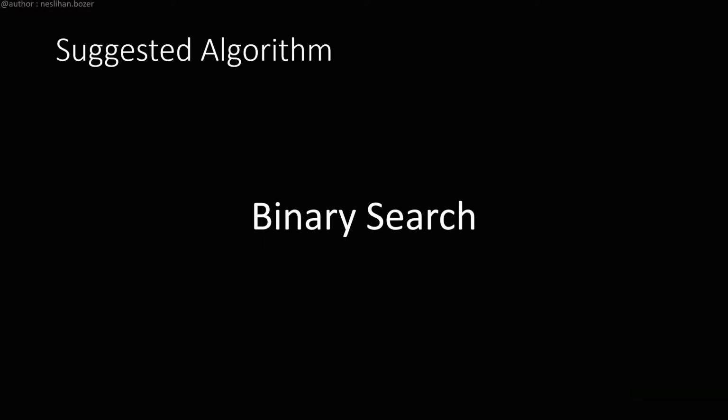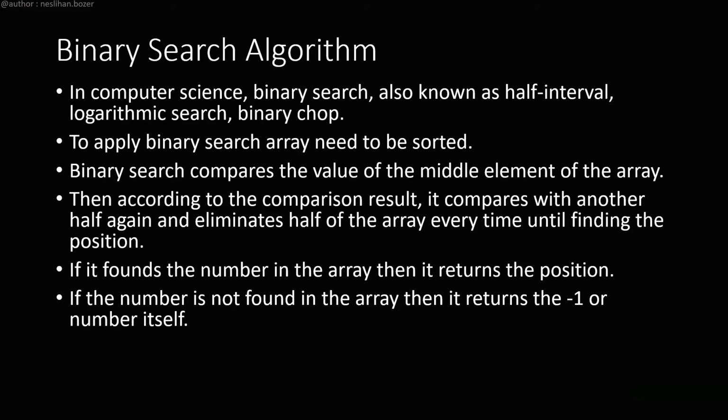Right, welcome back. The suggested algorithm for this problem is binary search. Binary search in computer science is also known as half-interval search, logarithmic search, or binary chop. To apply binary search, the array needs to be sorted. Binary search compares the value of the middle element of the array every time. Then according to the comparison result, it continues with one half and eliminates half of the array every time until finding the position. If it finds the number in the array, it returns the position. If the number is not found in the array, it returns -1.